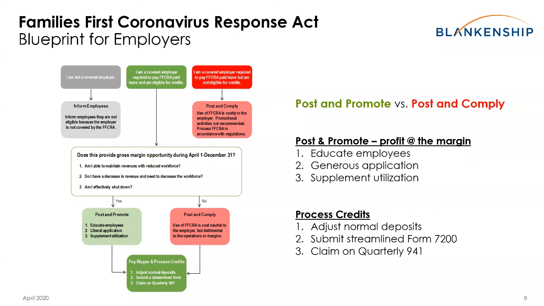And so what does this mean then if I am eligible for the credits? That's our green box in the middle. Then we want to ask ourselves really three effective questions. Does this potentially provide gross margin opportunity? So am I able to maintain revenues with a reduced workforce? Do I have a decrease in revenue and need to decrease the workforce? Am I effectively shut down? So if the answers to those are no, then post and comply. If the answers to those are yes, then it's post and promote.